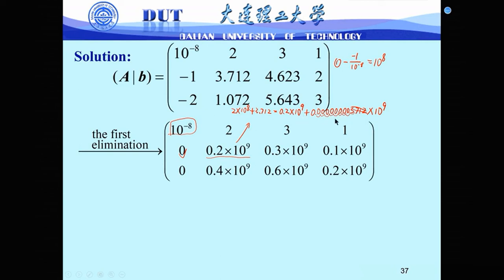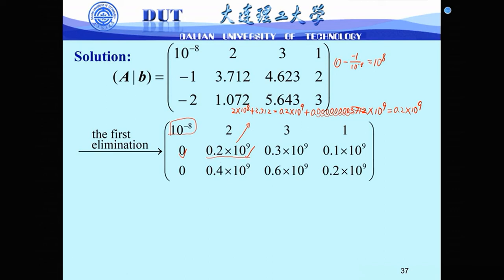Then when we consider the addition, the result is just the same as 0.2 multiply 10 to 9. It's okay for you? So that is why this number is 0.2 multiply 10 to 9. That means we don't change it. We just obtain the same number, 2 multiply 10 to 8. It's okay?